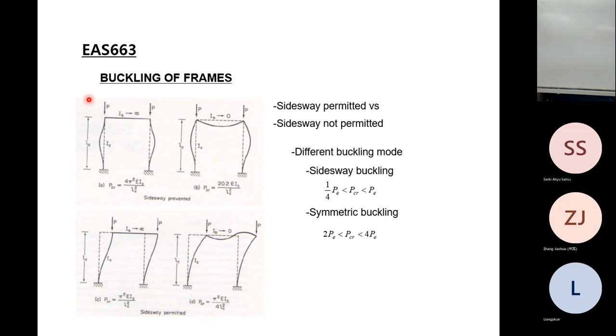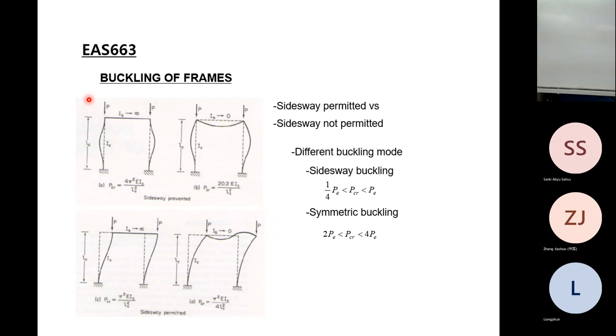So what is their buckling mode, and how can we get the idea of their buckling mode? So far, as in the example on the matrix method just now, we consider the column individually. What is the critical load? We take the member from one particular structure, consider the support condition, then we evaluate the critical load.